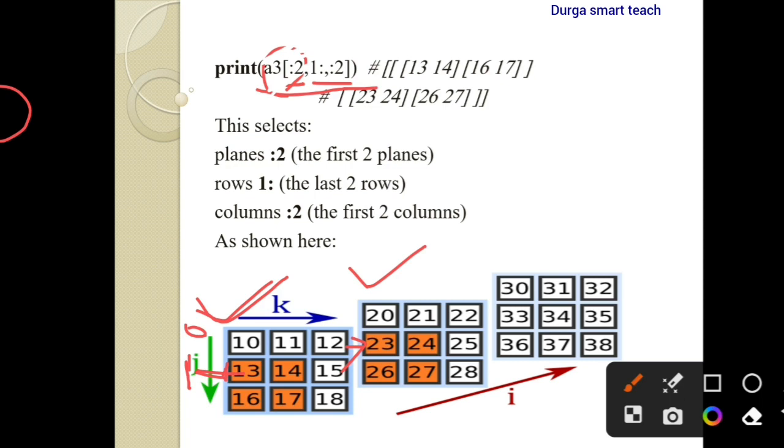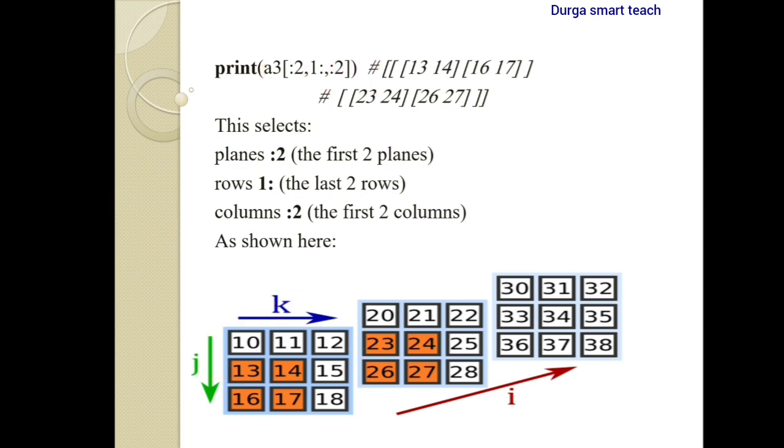Next, the third partition is used to represent the columns. I want to access the 0th column as well as the first column. If you don't give any starting, it will be considered as 0. Next you need to access only two columns, the 0th column and first column, so you can give 2, 2 minus 1, 1. In this way you can access the elements.